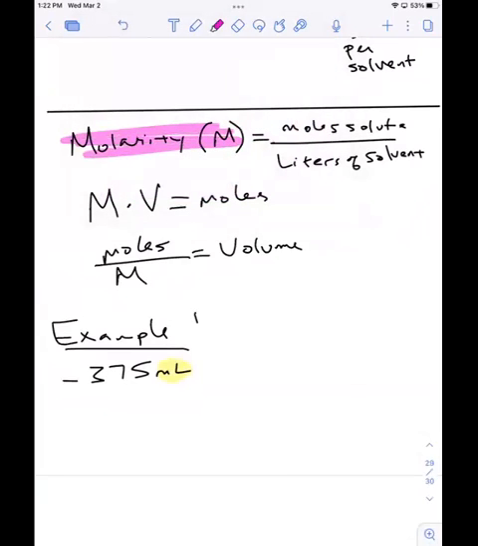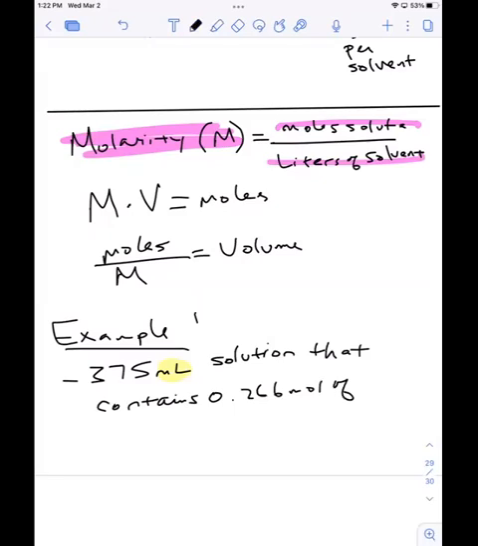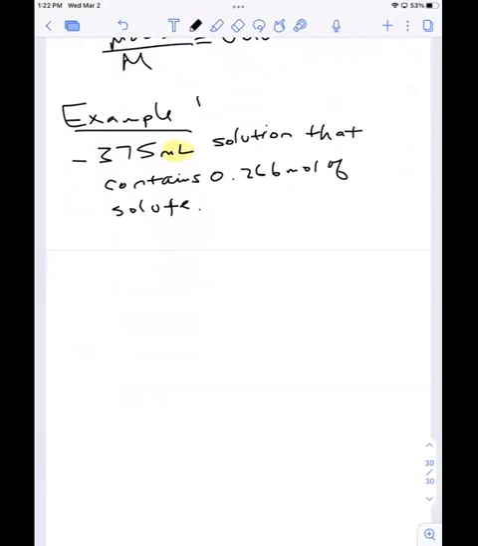So this is molarity, it's moles over liters, always, right? So we got a 375 milliliter solution that contains 0.266 moles of solute. All right, this is the most basic concentration example that we could do. We have the moles and the volume, and we want to figure out the concentration.